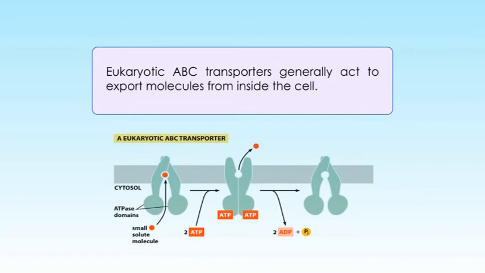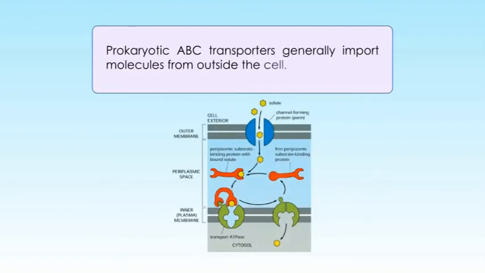Eukaryotic ABC transporters generally act to export molecules from inside the cell. On the other hand, the prokaryotic ABC transporters generally import molecules from outside the cell. A specific binding protein generally acts in concert with the bacterial ABC transporters, delivering the substrate to the transporter and stimulating ATP hydrolysis inside the cell.